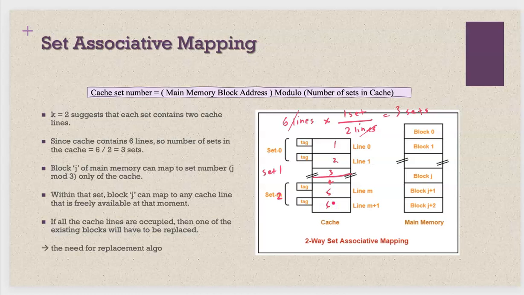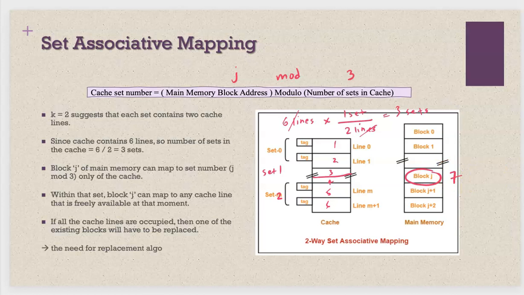Okay. So block J of main memory, let's say they want to map block J over here, can map to set number J mod 3 only of the cache. We'll talk about the equation J mod 3. So it can only map at J mod the number of sets in the cache, which is 3. Let's use a smaller number. Let's say block J is going to be 7.